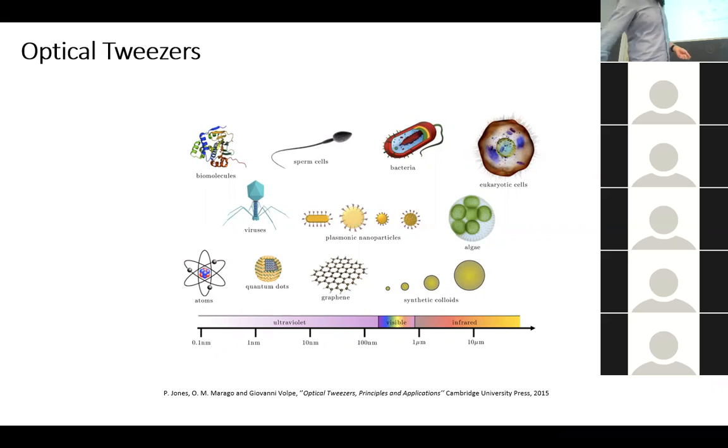So if you are interested, I highly recommend you look up Giovanni's book on optical tweezers. I think there are not a lot of books on optical tweezers. This book was written obviously before the Nobel Prize, so before it was super popular. You can have a look at this book if you are interested in optical tweezers and their applications.